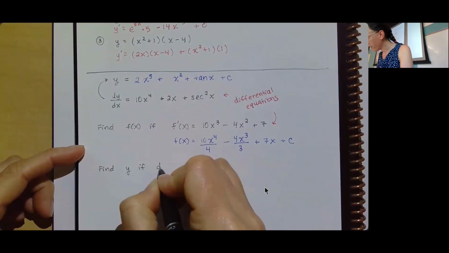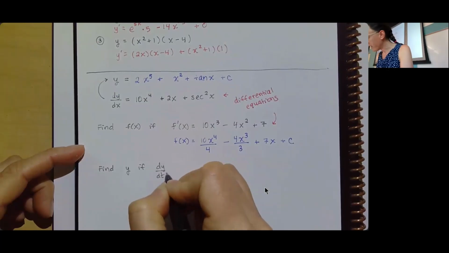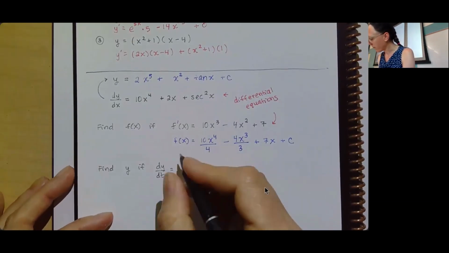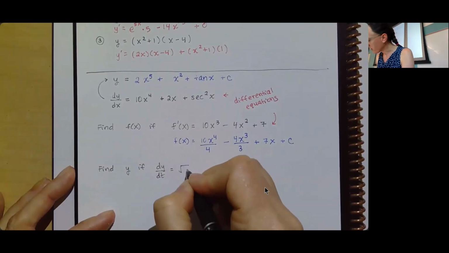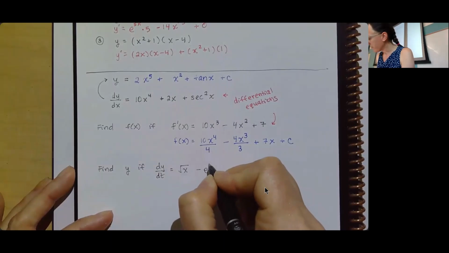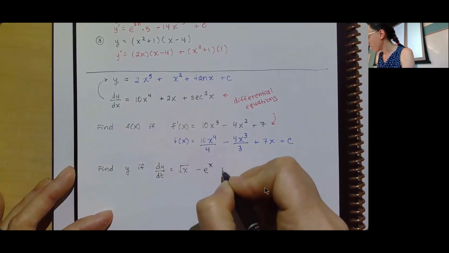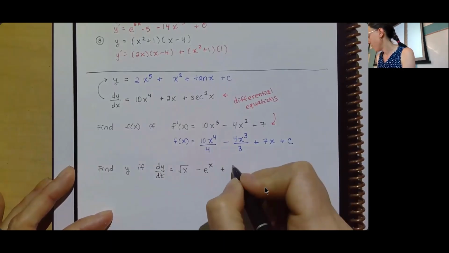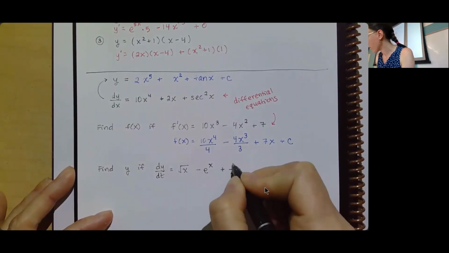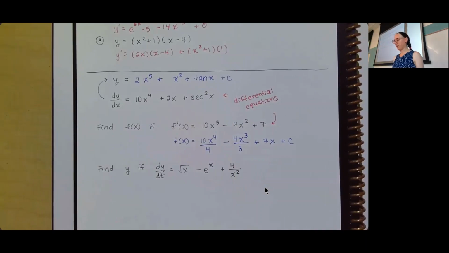Okay, so find y if dy dt, just changing up the variables on us a little bit. So here's one for you to have fun with. Let's go with square root of x minus e to the x plus 1 over x squared. Now let's make that 4 over x squared.